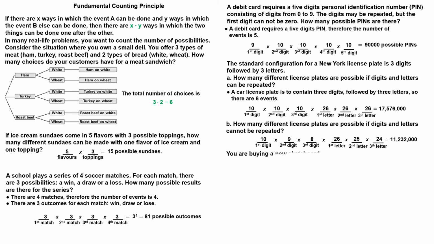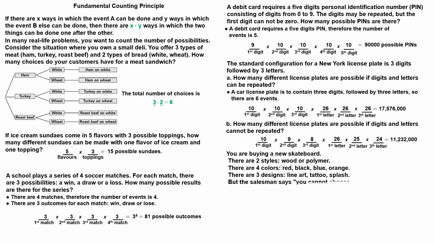You are buying a new skateboard. There are 2 styles, wood or polymer. There are 4 colors: red, black, blue, orange. There are 3 designs: line art, tattoo, splash. But the salesman says you cannot choose orange polymer skateboards because they are all sold out. How many choices do you have?